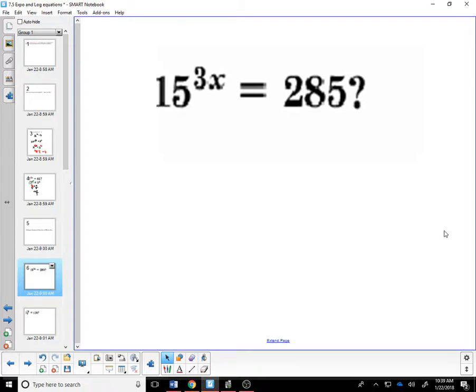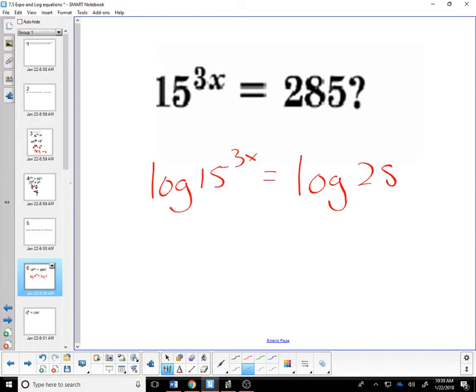Here's what I'm going to do. I'm going to take the log of both sides. I should not do it there. Let me redo it instead. I'm going to take the log of both sides. So this is log of 15 to the 3x. That should equal the log of 285. Now, Mr. Munoz, why would you make this problem harder by introducing logs? I can see it on some of your faces. Why would you do that? Well, this is why.